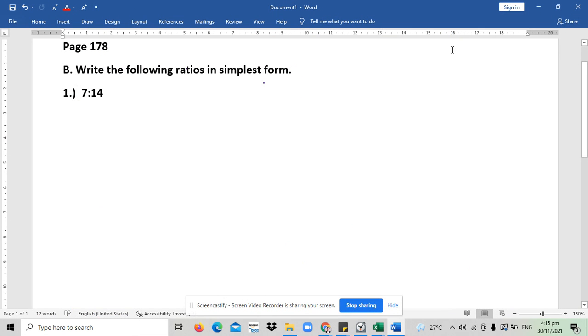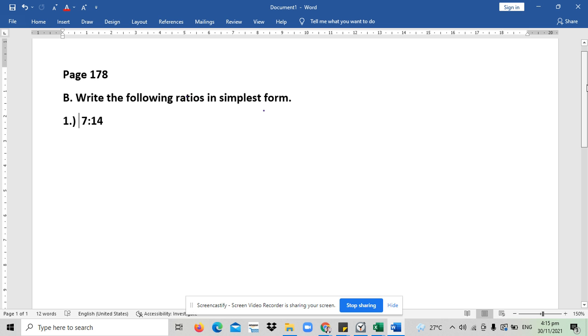Hi everybody. So we will now try answering the exercises items given on your book on page 178. Let's try number 1. 7 is to 14. You write the following ratio in simplest form.